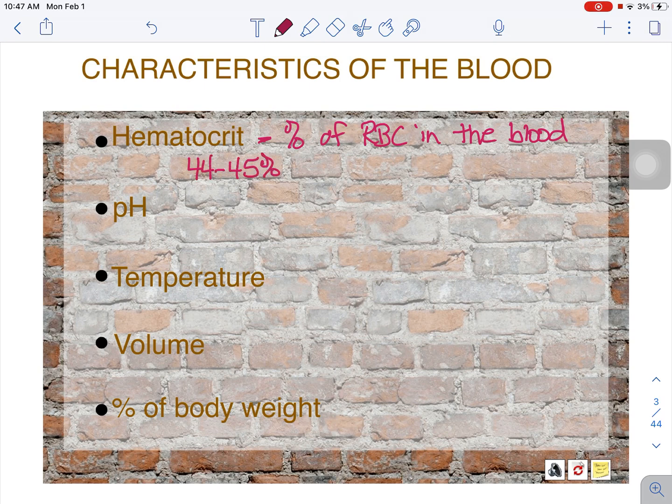And again, doctors will check that when they take your blood to see if you have the proper number of red blood cells, all right, if you're able to do what the blood's supposed to do. And we're going to check that in lab tomorrow.